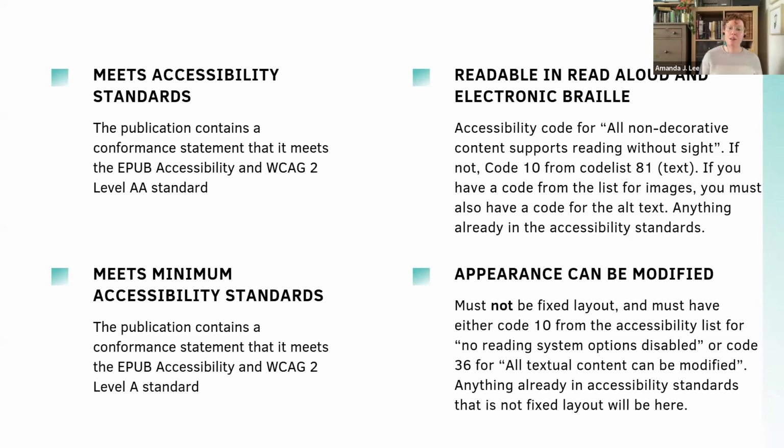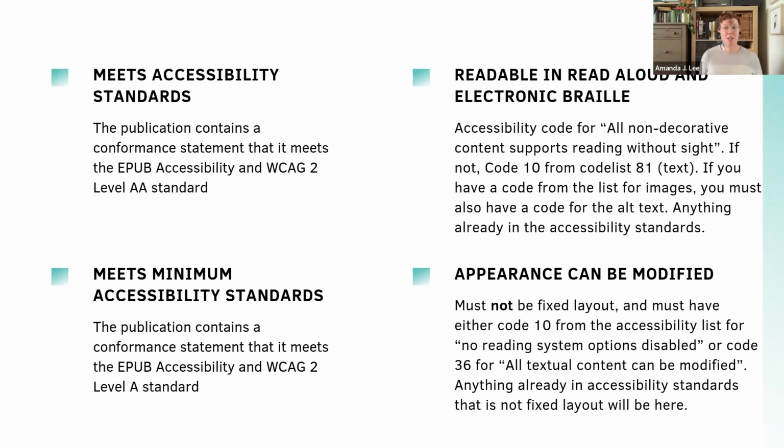All right. The next one is meets minimum accessibility standards. The definition is this publication contains a conformance statement that it meets the EPUB accessibility and WCAG 2 level A standard. So anything already in that accessibility standards or anything that has these slightly lower tier accessibility conformance codes are going to go in this meets minimum accessibility standards. So if you're in accessibility standards, you're also in minimum.